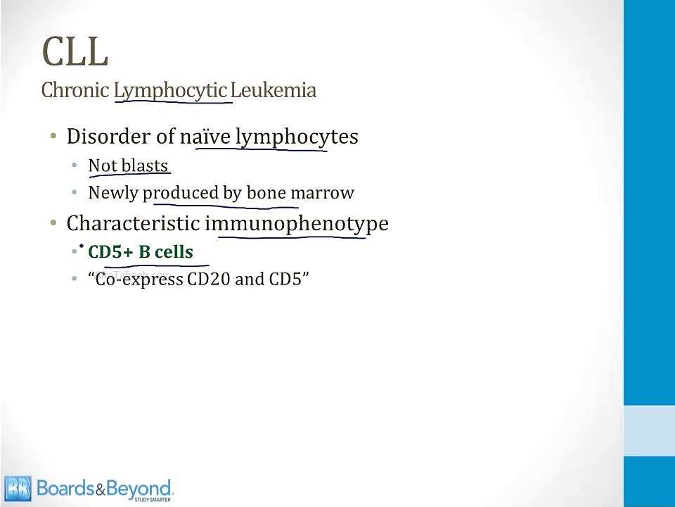This is very unusual. CD5 is a T cell marker, but in the cells of CLL you find this T cell marker on B cells. The cells are sometimes described as co-expressing CD20 and CD5. They're described this way because CD20 is a typical B cell marker, but in the cells of CLL you find that typical B cell marker next to CD5, which is a typical T cell marker.